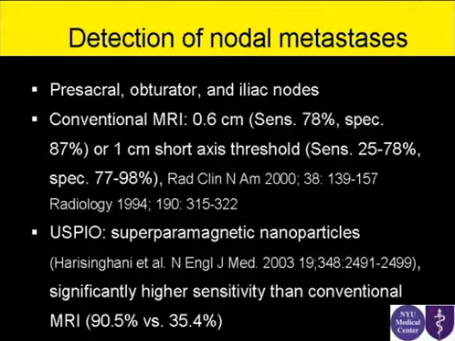Whether you're using a short axis 0.6 cm threshold or 1 cm, of course you're changing your sensitivity and specificity. If you're using a small threshold like 0.6, and that's why I tend to use a 0.6 short axis, your sensitivity is going to be pretty high. Specificity is going to be okay. If you use a 1 cm short axis threshold, then of course you have a higher specificity, but you're going to miss a lot of metastatic nodes.